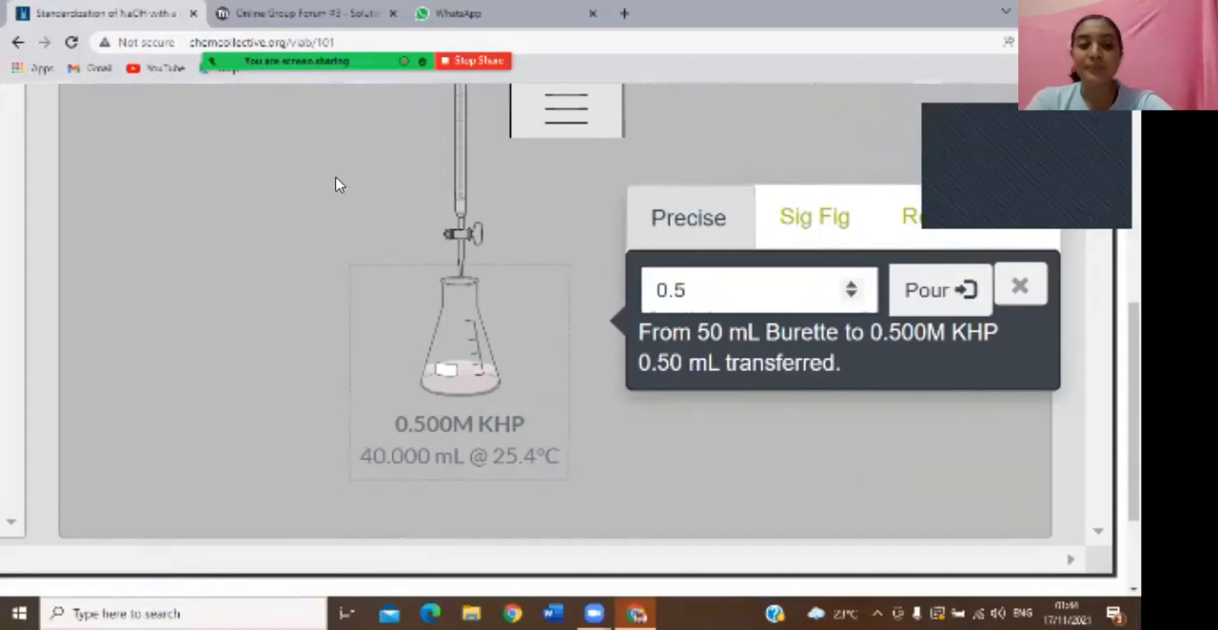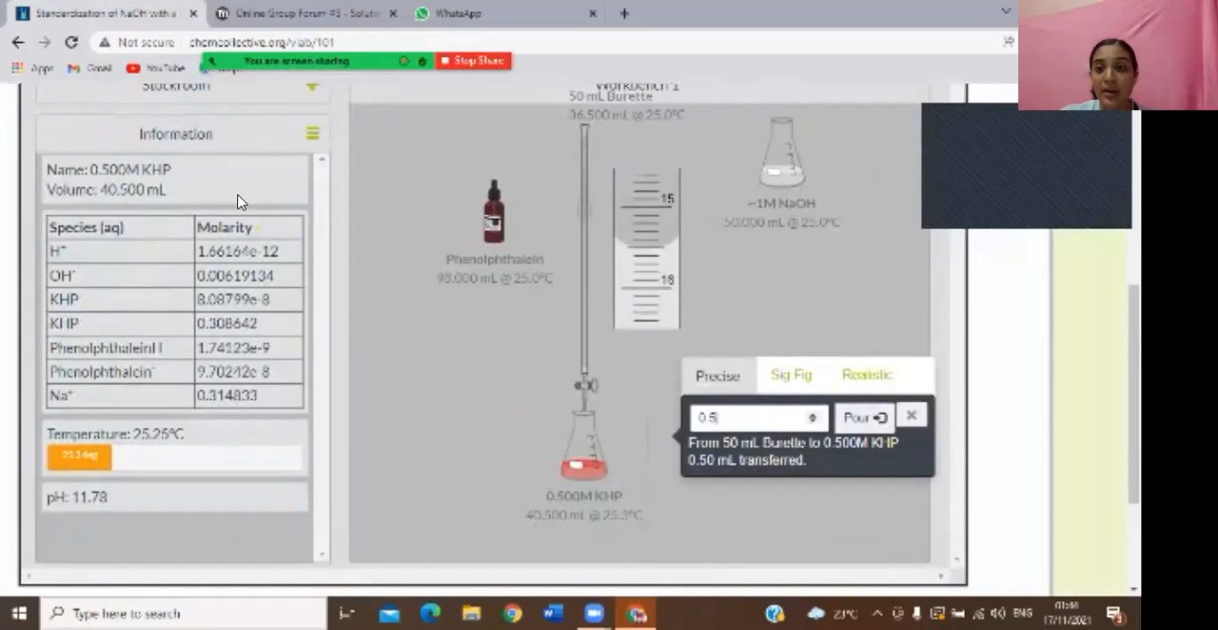As you could see, the color started changing. So if we add another 0.5, then the color automatically changes here, which means that we have already reached the end of our titration.